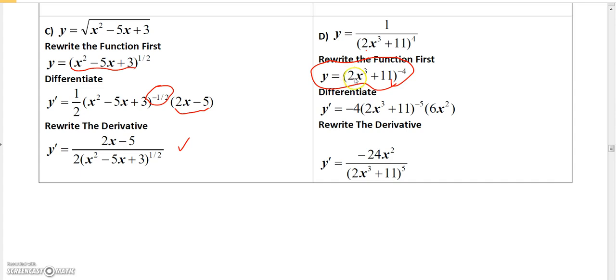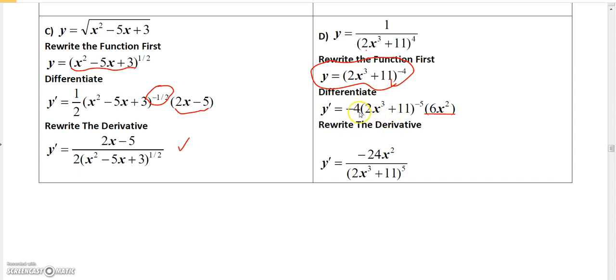So you multiply by the derivative of what's inside here. The derivative of 2x cubed plus 11 would be 6x squared. So don't forget, it's very important that you don't forget to multiply by the derivative of what's inside when you're applying this general power rule.